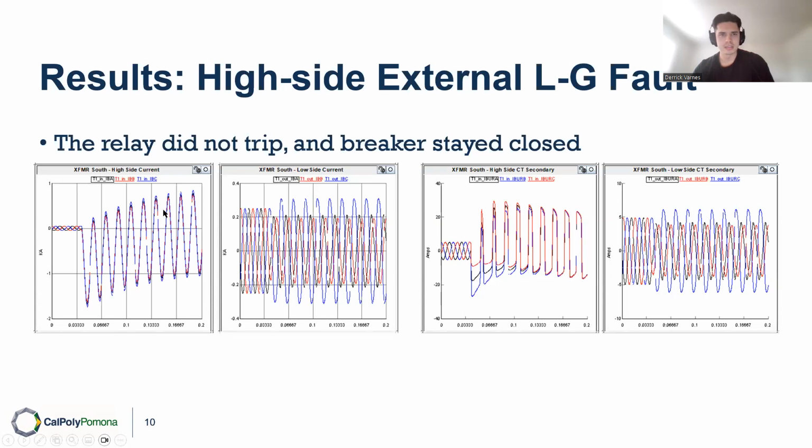The main indication as to why the relay worked correctly is that these CTs are still measuring current, it even looks like 200 milliseconds after the fault occurred. If the relay was not operating correctly, it would have tripped those breakers, and these currents would have been wiped out very quickly. And you'll see that on the next couple slides.